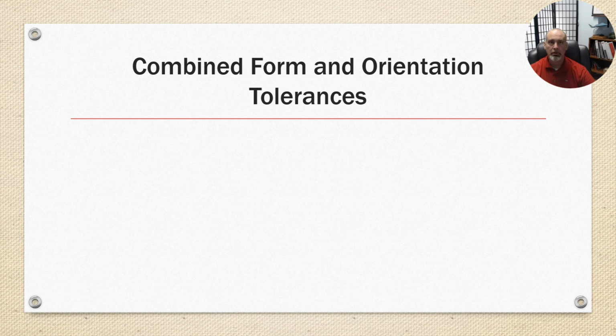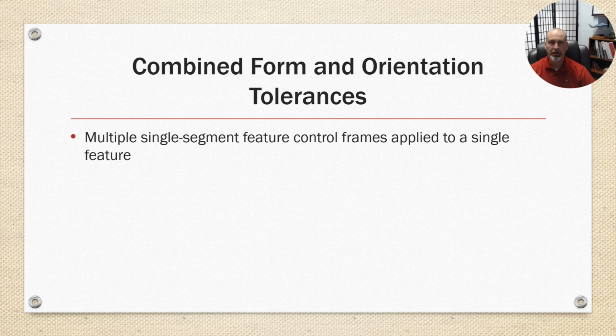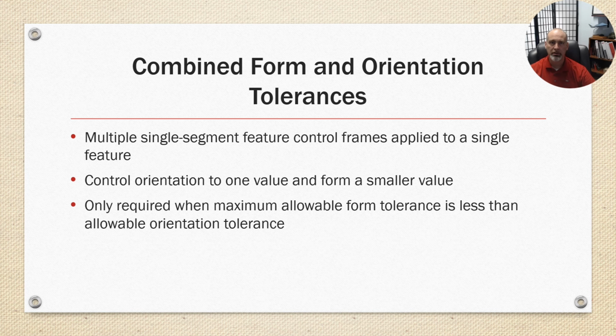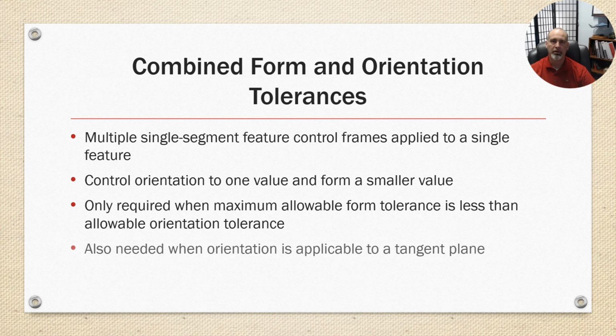Combined form and orientation tolerances. Multiple single segment feature control frames are applied to a single feature. They control orientation to one value and form to a smaller value, and are only required when the maximum allowable form tolerance is less than the allowable orientation tolerance. It's also needed when orientation is applicable to a tangent plane.